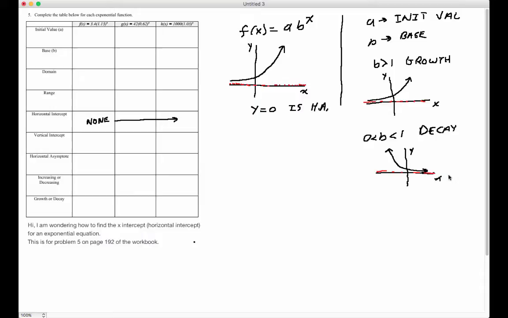One other quick reminder is that we know about that initial value. That initial value happens to be the y-intercept. So if you're looking for the vertical intercept, all you need to know is what the initial value a is. Because in all of these graphs, this point right here occurs at (0, a). So that initial value a also tells you your vertical intercept.